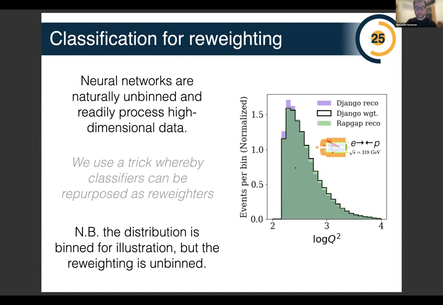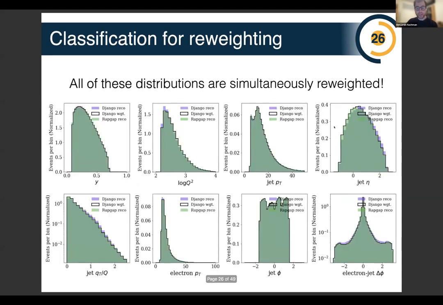And we do that, this is illustrated here, where you can see Q squared, where we have two simulations called Django and RapGap. And we train a classifier to distinguish Django from RapGap, and we interpret the output of the classifier as a weighting function, and we can morph the purple into the black, and the black matches the green. Here it's shown binned, but this is actually unbinned and only binned for illustration. So this is only in one dimension, but actually it's straightforward to do this in a number of dimensions. So we do this in 8 dimensions. The actual unfolding that we perform is 8-dimensional.